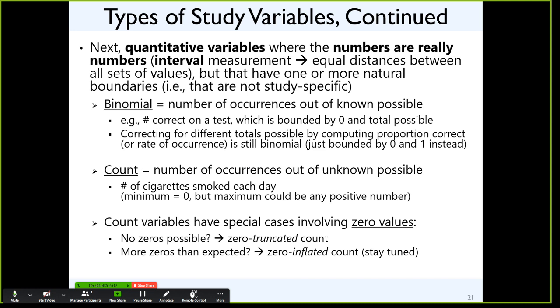Okay, with me? Okay. Other big umbrella kind, quantitative. Numbers are numbers. They are interval. The distances between them actually mean something. Quantitative variables then, in turn, have different types of features. One type of quantitative variable is one where numbers are numbers, but it has boundaries. Natural boundaries are ones that are imposed because of the way that the variable is measured. So binomial is sort of the generic word that I use for this. It's the number of occurrences out of total possible.